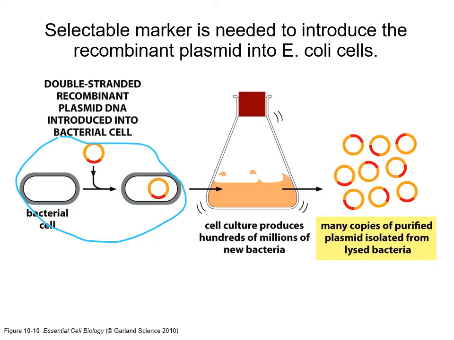Okay, so I'm circling the transformation part of the process here. You need a selectable marker, which is going to be antibiotic resistance. You need that to introduce the plasmid into the E. coli cells in the first place.